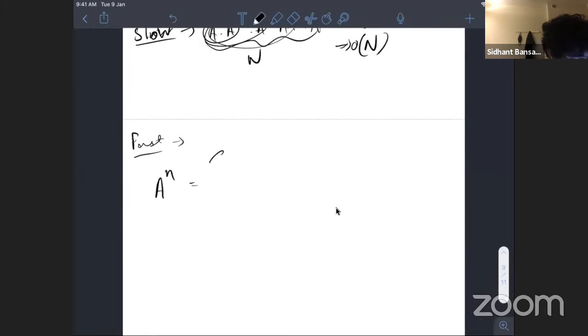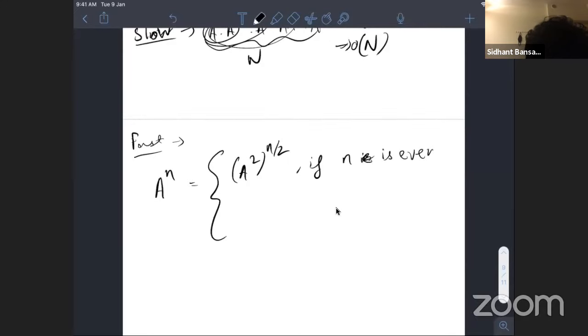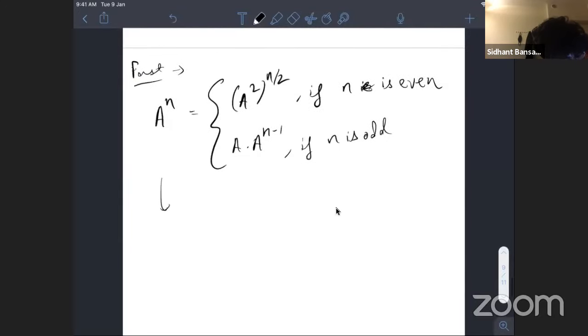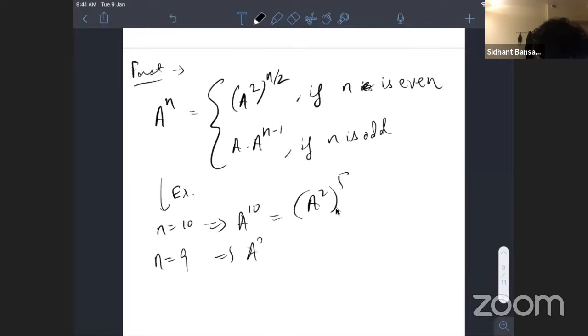a to the n is equal to a squared to the power n by 2 if n is even, and a times a to the n minus 1 if n is odd. Let me explain this. For example, if n is 10, then what I'm saying is a to the 10 is equal to a squared to the 5. And if n is 9, then a to the 9 is equal to a times a to the 8.